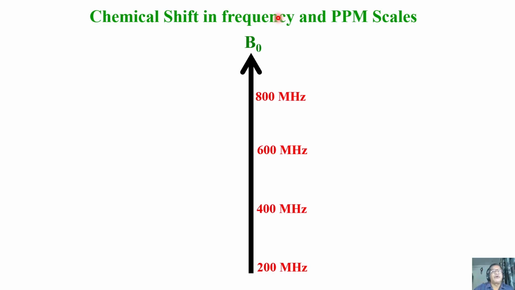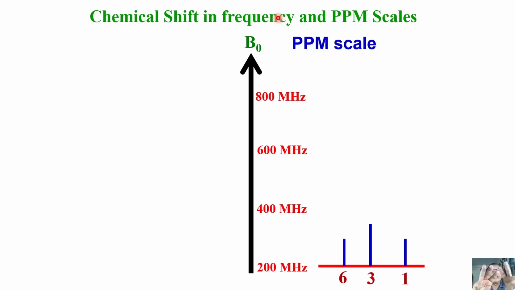Consider the same 0 to 10 ppm scale. I am going to take the spectrum at 200 megahertz in the ppm scale. I have, let us say, 3 peaks. One is coming at 1 ppm, one is coming at 3 ppm, one peak is coming at 6 ppm. You understand? There are 3 peaks coming at 1, 3 and 6 ppm.